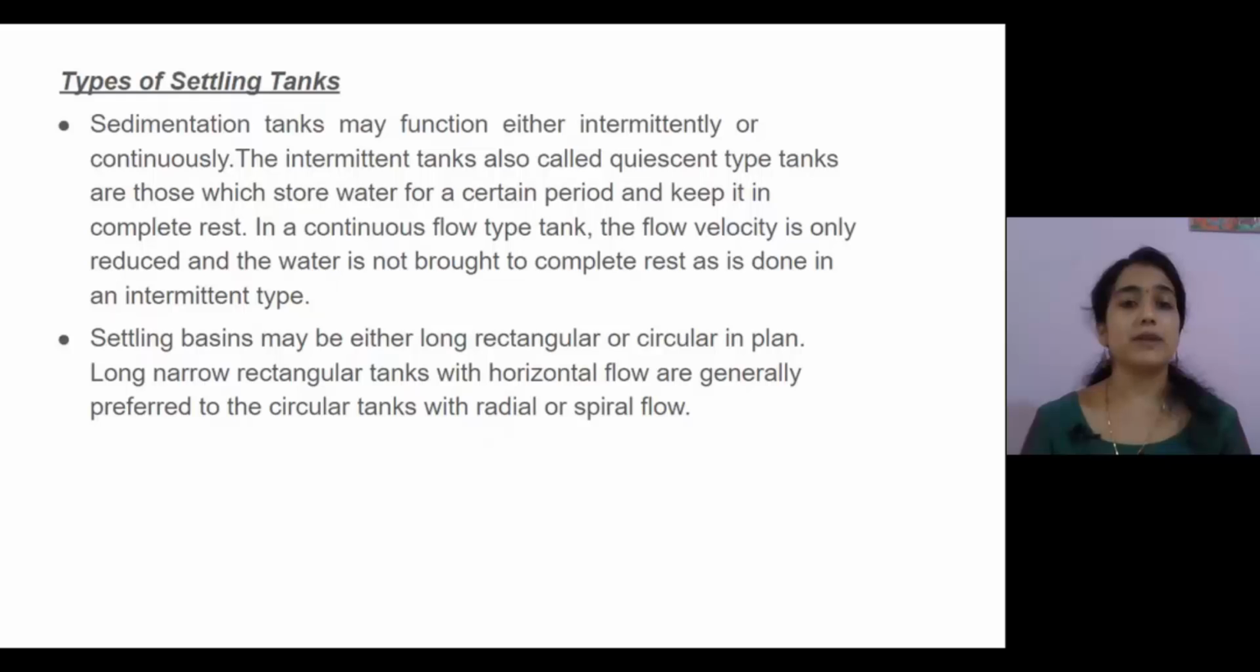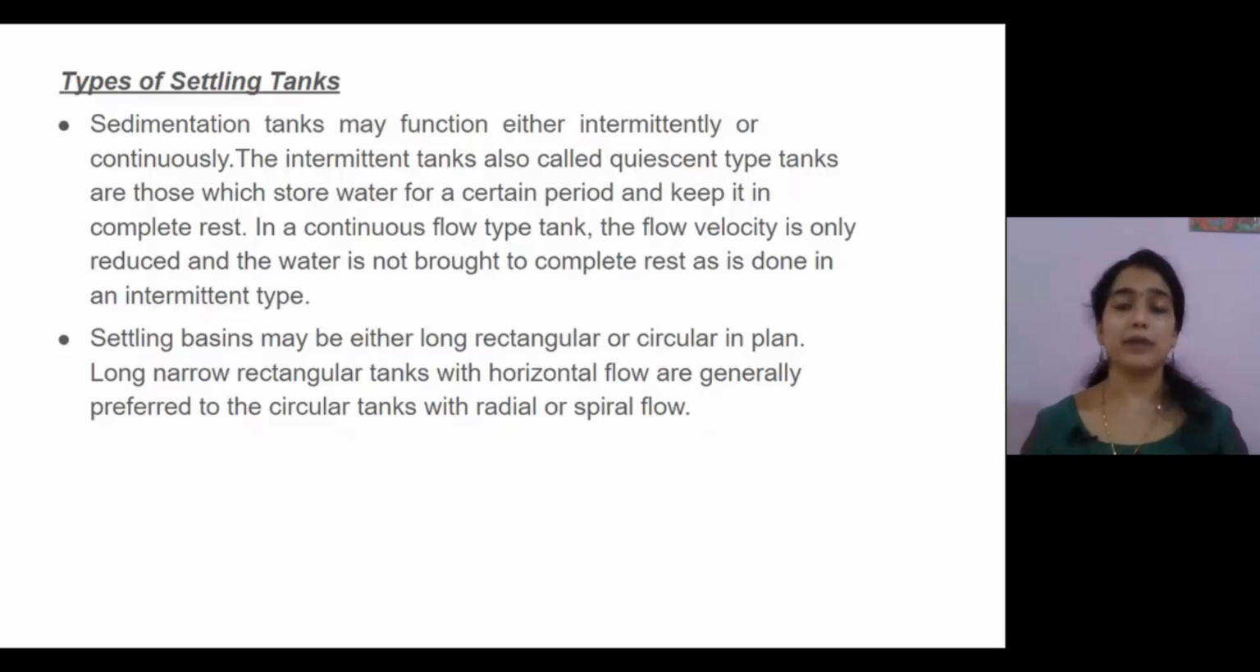Then, types of settling tanks. Sedimentation tanks may function either intermittently or continuously. The intermittent tanks, also called quiescent tanks, are those which store water for a certain period and keep it in complete rest. In a continuous flow type tank, the flow velocity is only reduced and the water is not brought to complete rest as is done in the intermittent type.